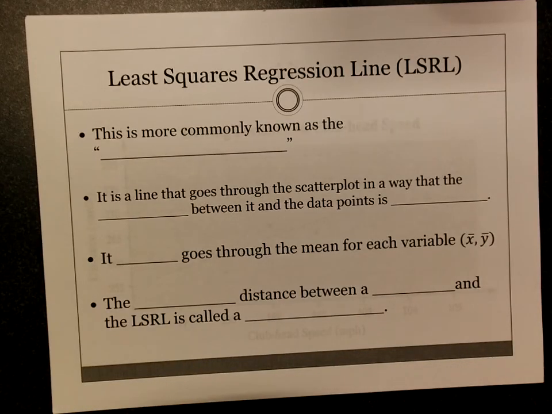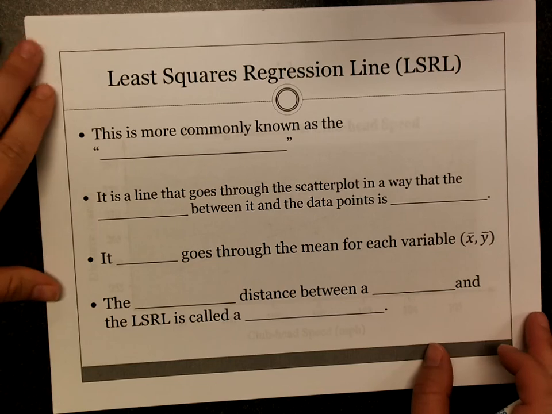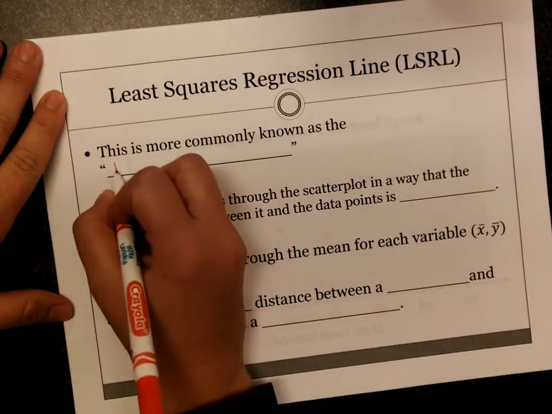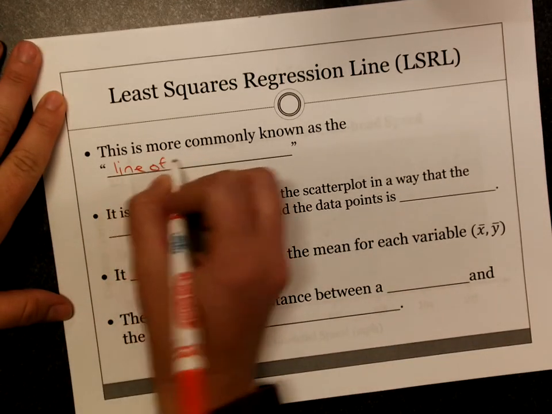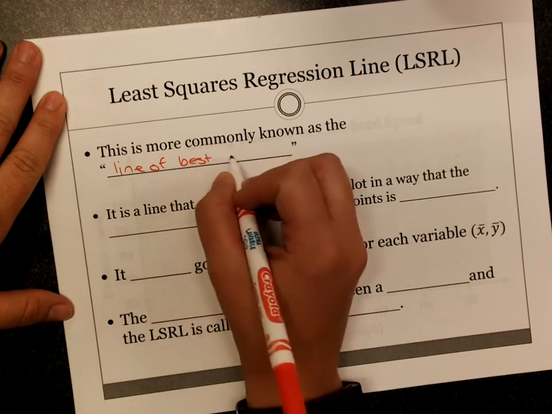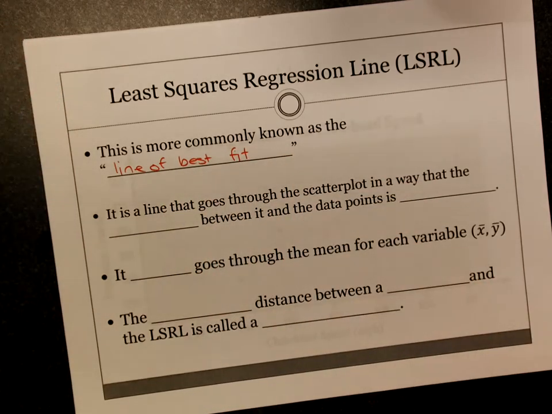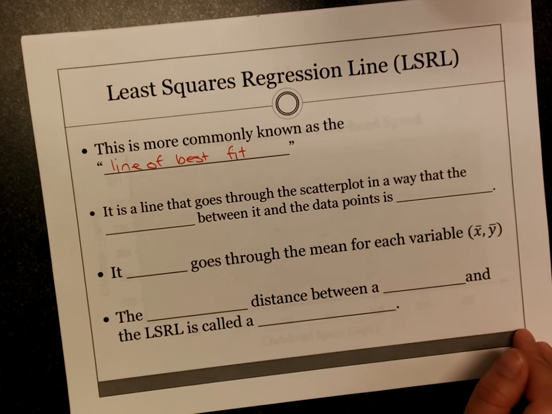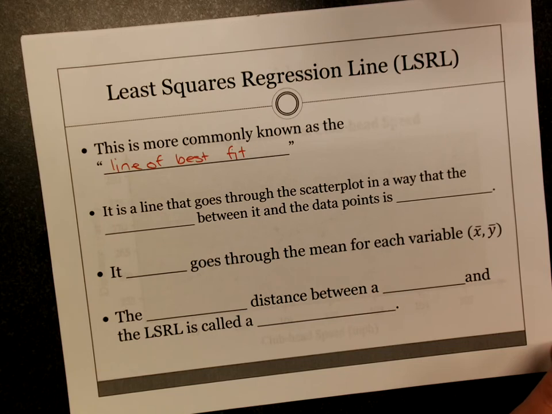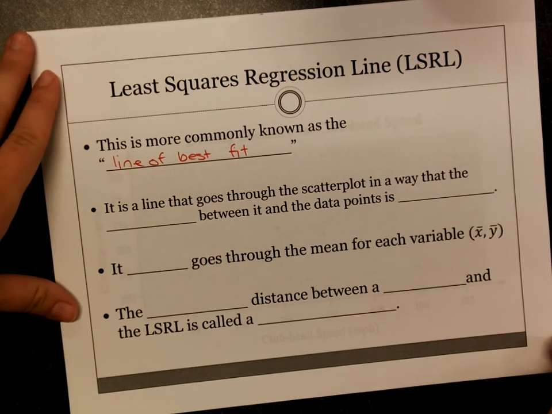So the least squares regression line, or the LSRL, is more commonly known as the line of best fit. You might have studied this in your grade school studies, the line of best fit. Sometimes it's brought up in an algebra class and sometimes it's not. Scatter plots are algebraic equations, and so you can discuss these in an algebra course. The line of best fit.